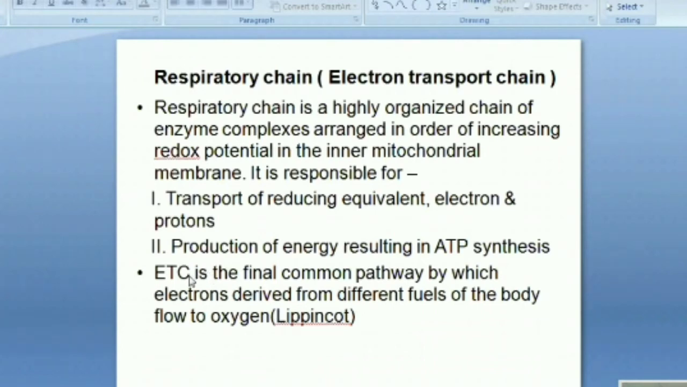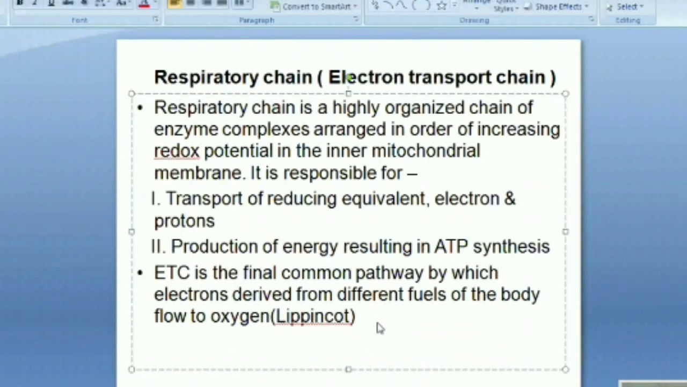Then the electron transport chain is another definition. Lippincott puts it this way: the electron transport chain is the final common pathway by which electrons derived from different fuels of the body flow to oxygen. Very good definition. Electrons should not be allowed to move in the body like stray dogs. If they move like stray dogs, that can produce disaster. They can damage all the organs. In that case, the life of a human would have been reduced to a few minutes.